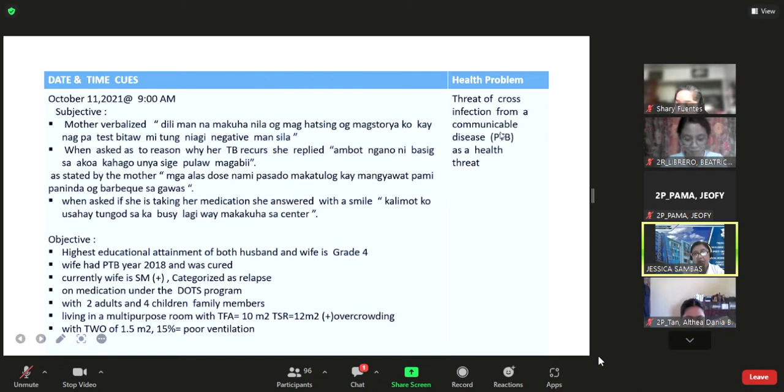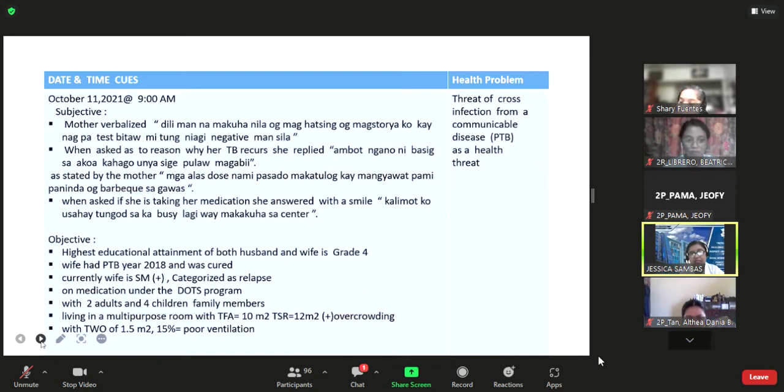Now, since you already have the health problem, there is a failure of the family to perform their health tasks. Why did they get sick again with the same illness? TB again, the TB relapsed. Why? Based on the verbalization of the mother, we are going to identify the family nursing problem. Where do we look for the family nursing problem again?